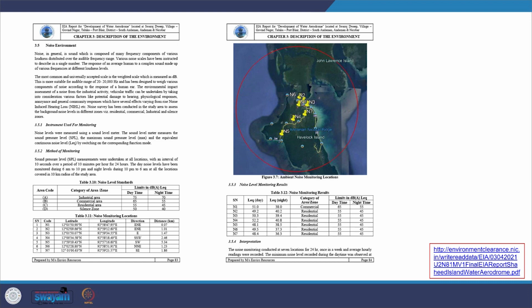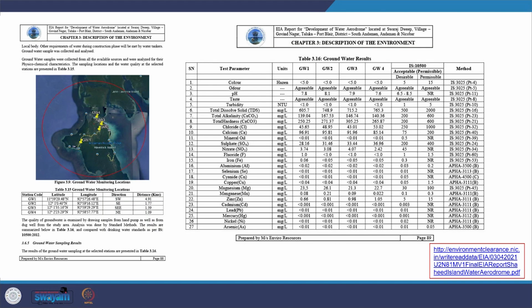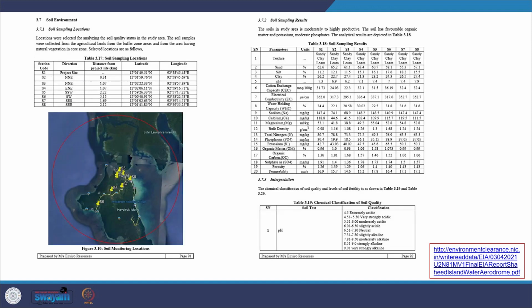Likewise, you see the water environment: the locations from where they are collecting the samples, what standards they are following, and the results of their sampling survey. Similarly for groundwater, you see the results. Soil sampling also you see here, and the results for that. You see the different locations from where they are taking samples, the different parameters, all that we had studied about, and the results coming.